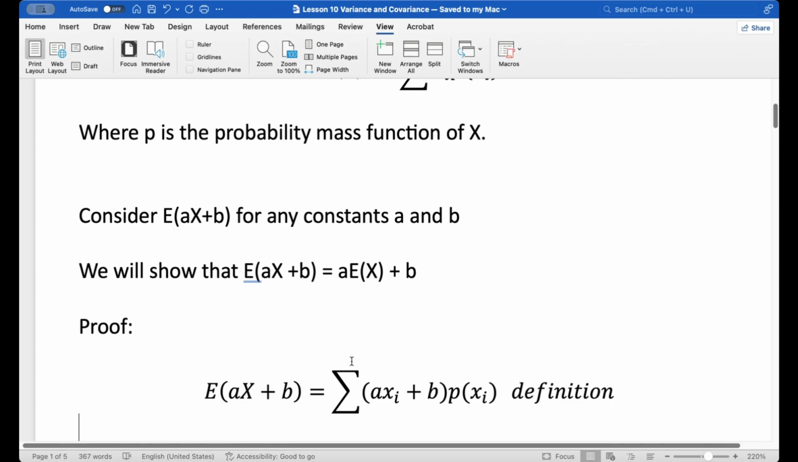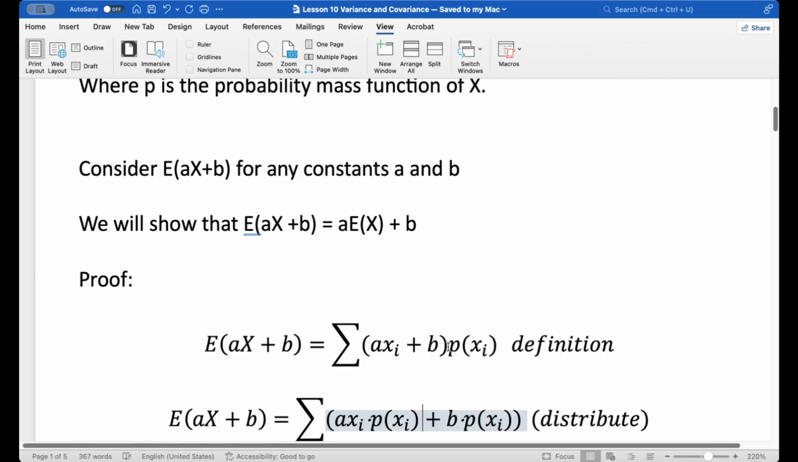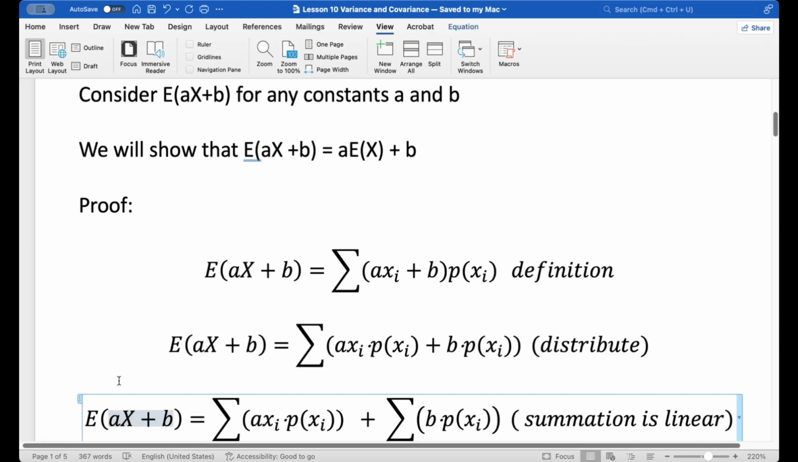So what's the calculation here when you're doing the expected value of an expression? It's the sum of the expression times the corresponding probabilities. And then in the next step, we're distributing the p of x i times a x i and times b. So we're using the distributive property here, multiplying through by p of x i. And then we'll use the fact that the summation is linear, that we can do each part separately. We can sum a x i times p of x i plus the sum of b times p of x sub i.